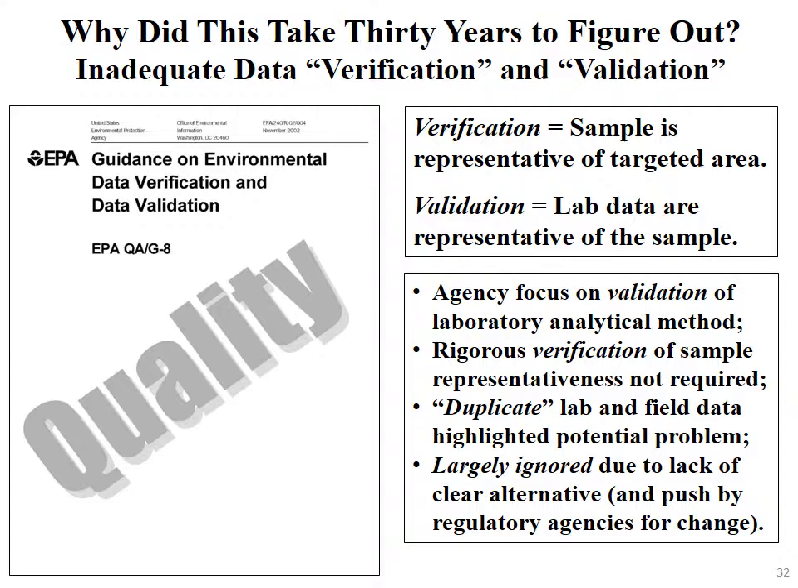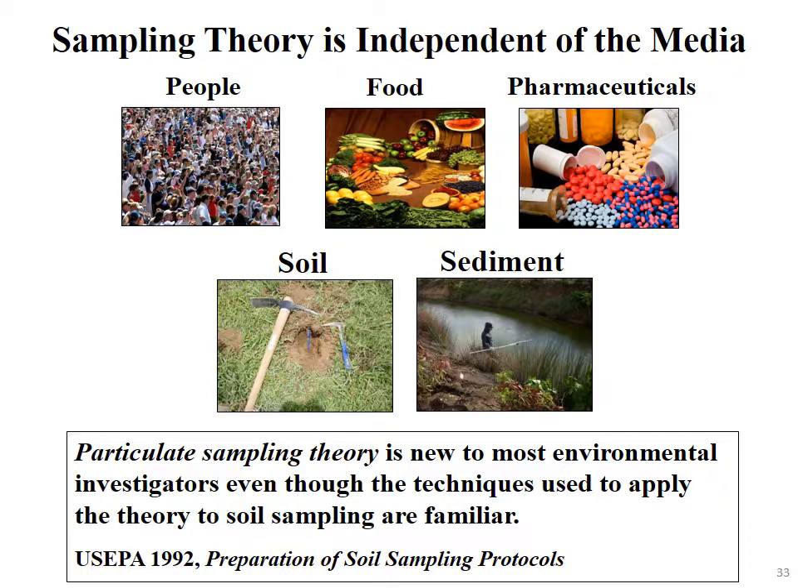So all the variability we'd seen over the first 20 years, the 1980s, 90s, and early 2000s, was largely ignored, especially due to a lack of a clear alternative and a lack of a push by regulatory agencies to look into details. The solution is pretty simple. It's sampling theory. It's independent of the media used. This has been used by farmers and miners for decades, since the 1950s.